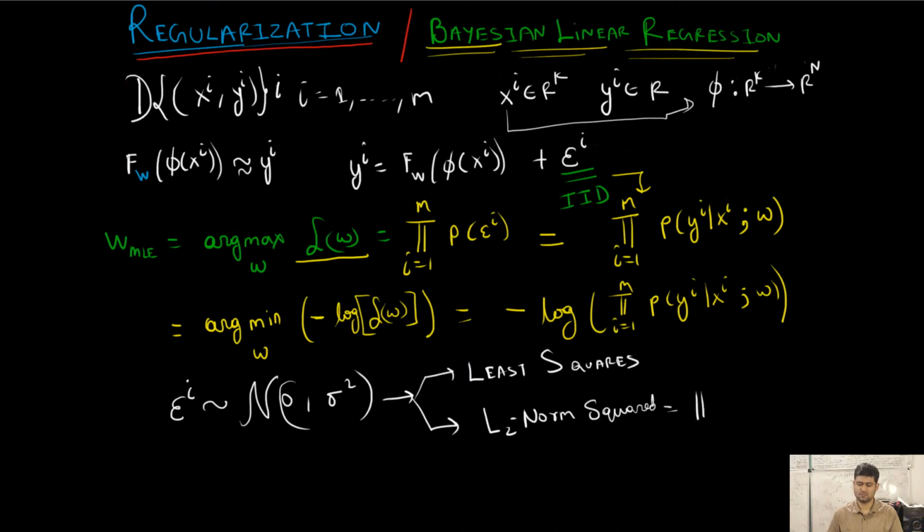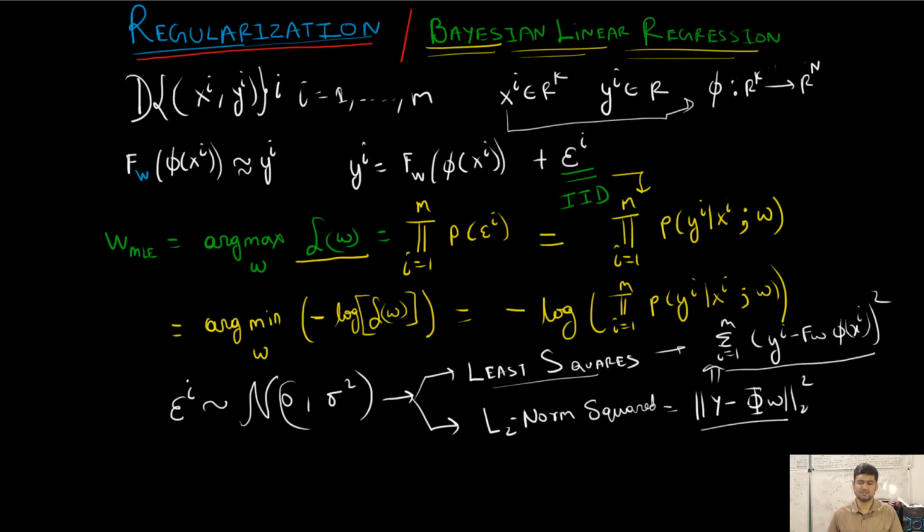Which is the norm of y minus phi times w squared, which is also the same as the sum over i equal to 1 to m of (yi minus fw of phi of xi) squared. Since we are minimizing the squared errors, each of these i's results in epsilon i. So we are minimizing the squared summation of the errors. That's why it is known as least squares.